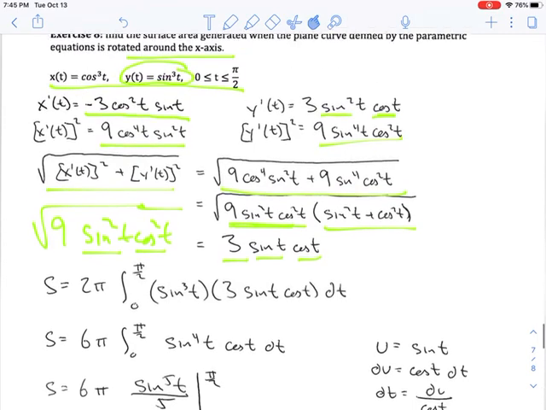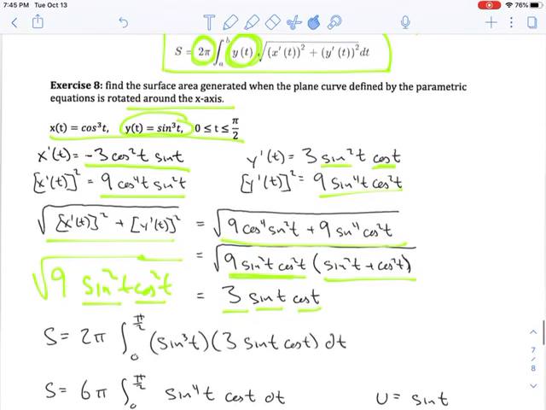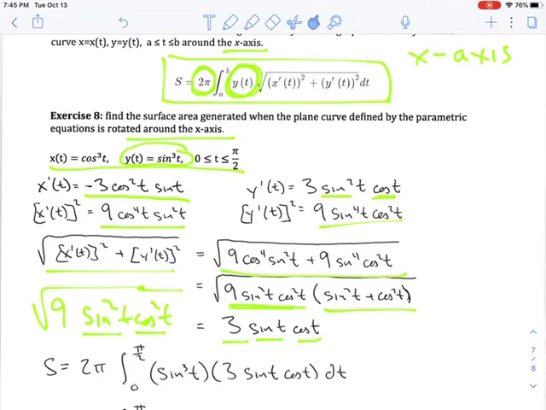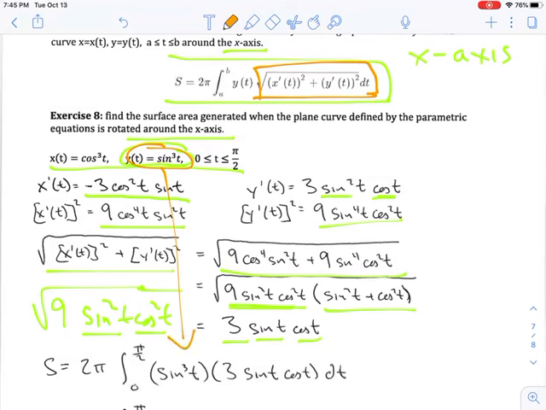Once we have that, remember all of that work is just to find this. So that's just our square root. Now we have to multiply that by y of t, which is here. And we are integrating. S is equal to 2 pi times the integral from 0 to pi over 2 of y of t times our radical simplified, dt.